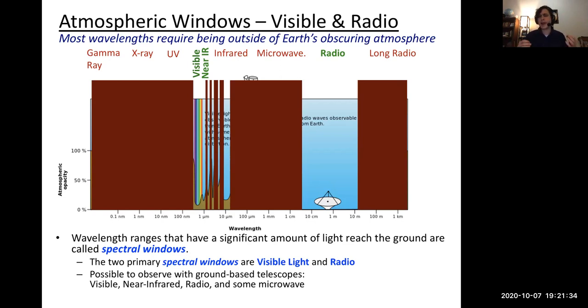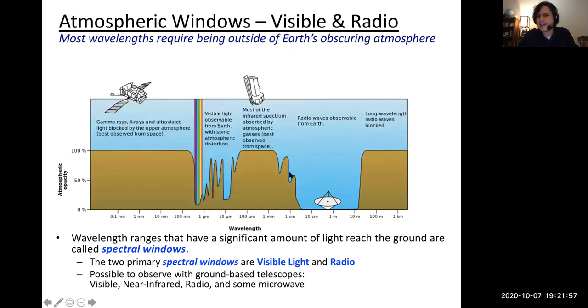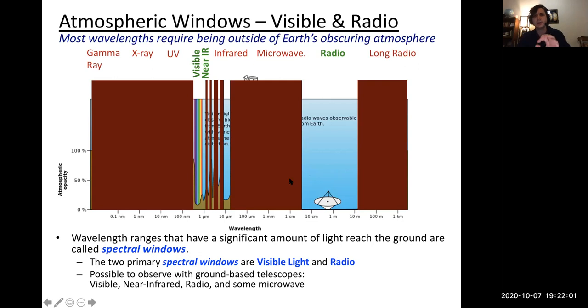If you want to talk about everything that we can possibly observe, notice that this part of just redder than red, what we call the near infrared, it's near to the visible spectrum, just barely infrared. We can observe that pretty easily from the ground. So we can build ground-based telescopes to observe visible light, near infrared light, radio wave in this region of the spectrum, and just a tiny, tiny, tiny bit of microwave. You get a couple of tiny windows there, but it's pretty difficult.